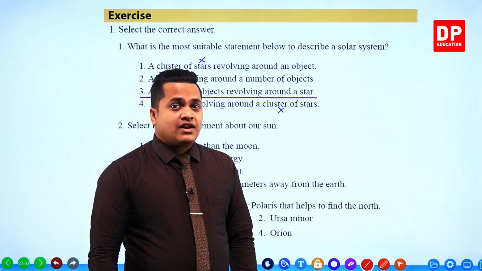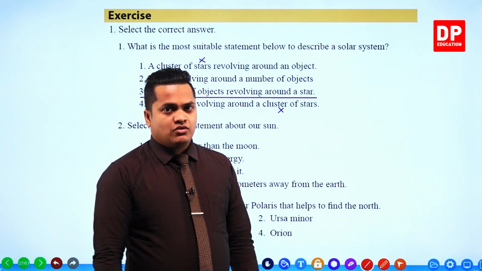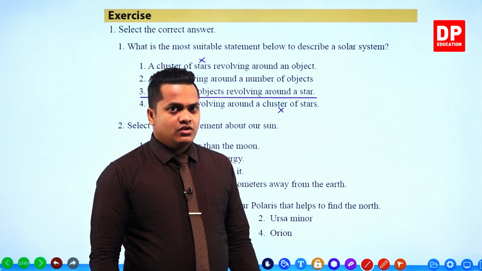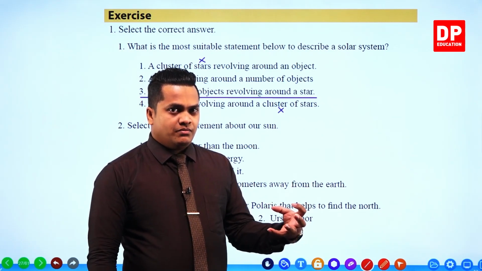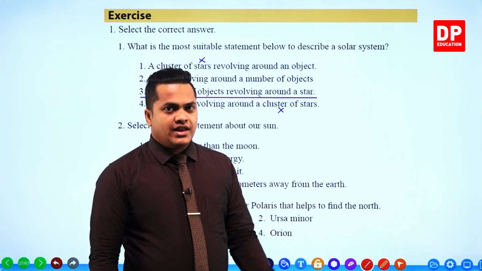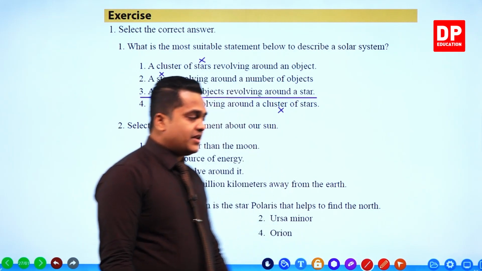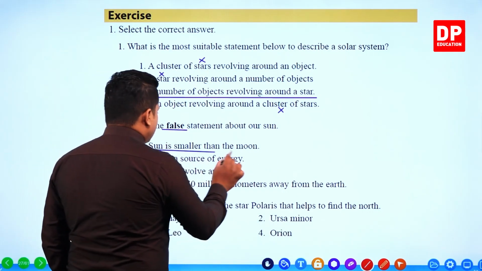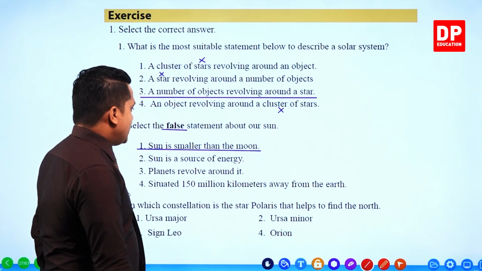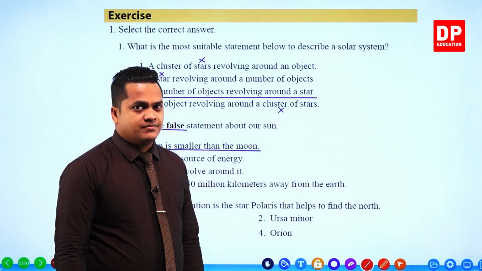Because the sun is very far away from us, however, the moon is somewhat closer. So therefore, we can observe these two objects as somewhat closely related or closer in size to each other. So the false statement is the first answer, which is very wrong, because the sun is way larger than all the other objects contained in our solar system.